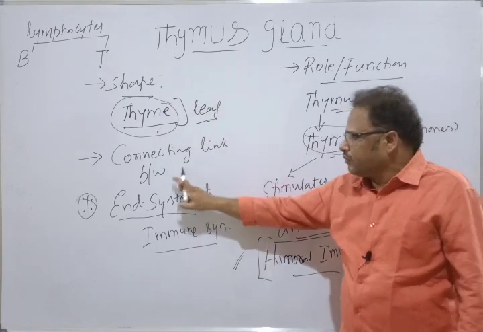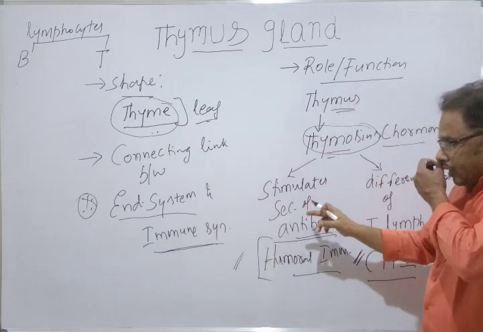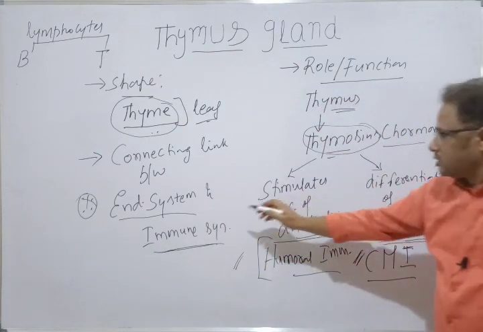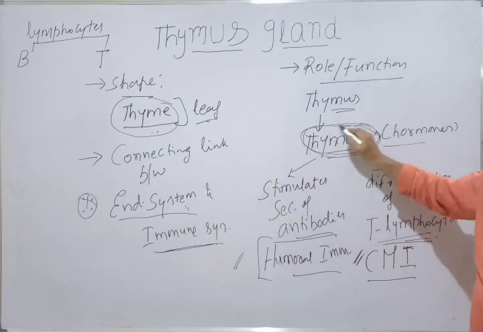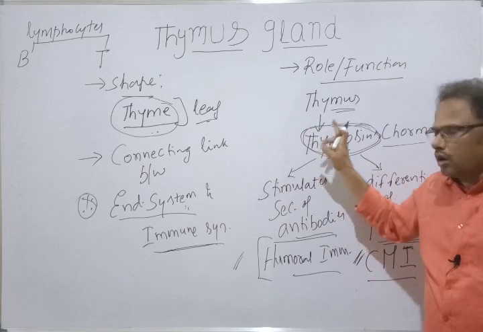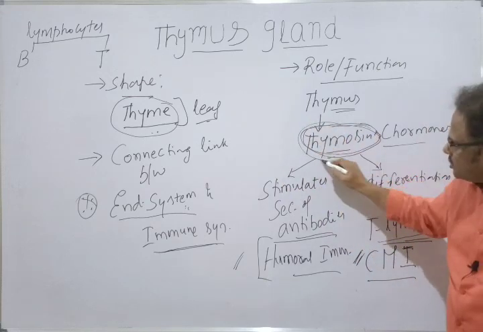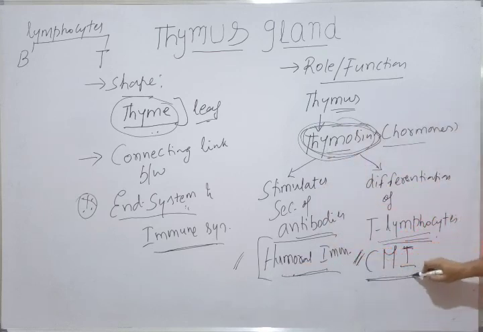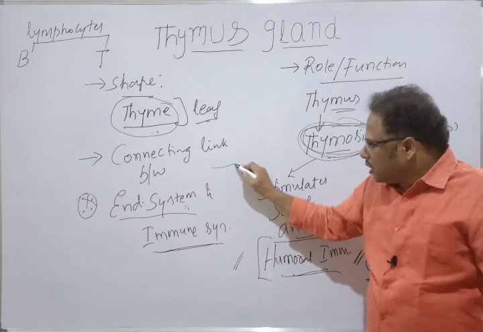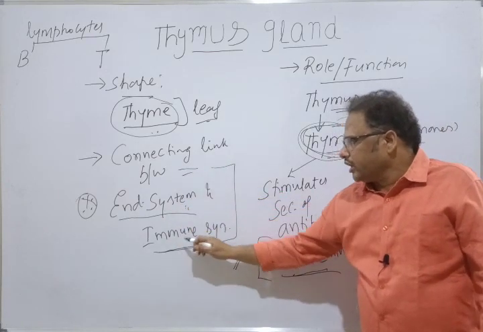It's a connecting link between the endocrine system as well as the immune system. Now you have a clear idea, isn't it? Endocrine system, why? Because it releases hormones. It's an endocrine gland and releases a hormone called thymosins. And these thymosins provide which one? Immunity. Humoral immunity as well as cell-mediated immunity. So we can say that the thymus gland is a connecting link between the endocrine system and the immune system.